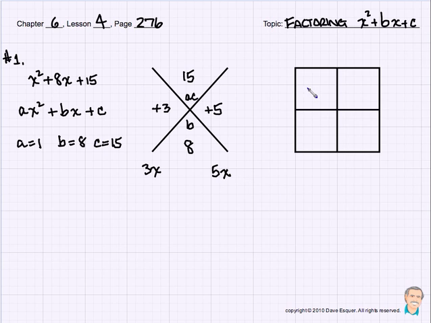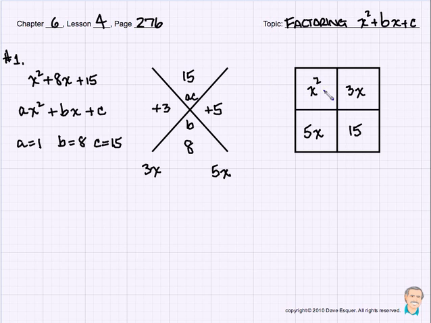So let's look at our box now, and in the upper left corner of the box always goes ax squared, so we're going to stick in that x squared. In the lower right box always goes the constant, which is the 15, and we're left with two coefficients that we're going to stick into the box. So we're going to stick in a 3x and a 5x, and these we picked up from our crisscross. So instead of, in chapter 5, finding the sides and multiplying them to find the area, we're doing the opposite. We've got the area of the box and we have to find the two sides.